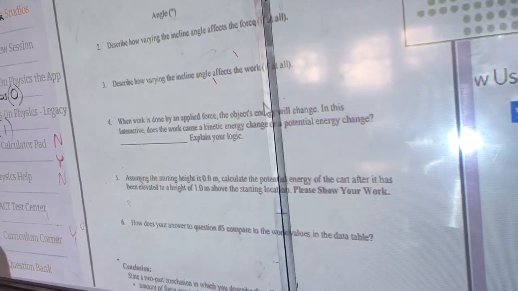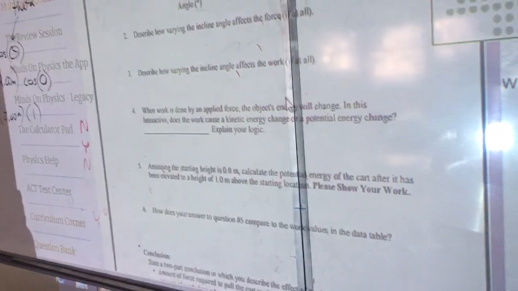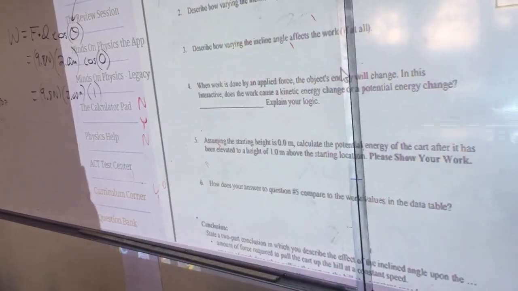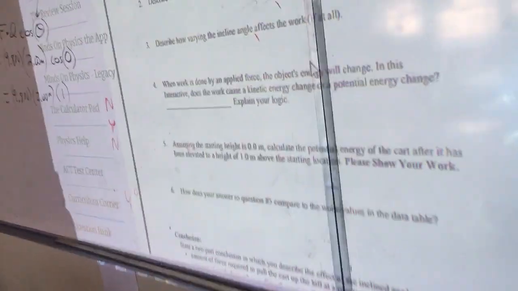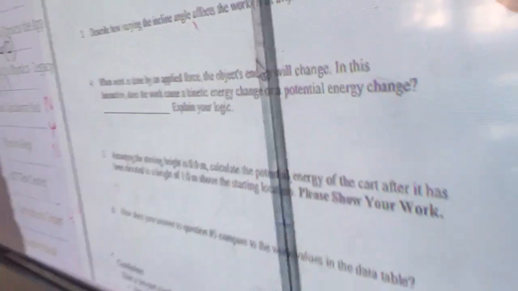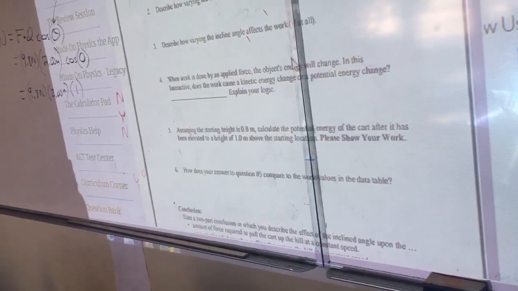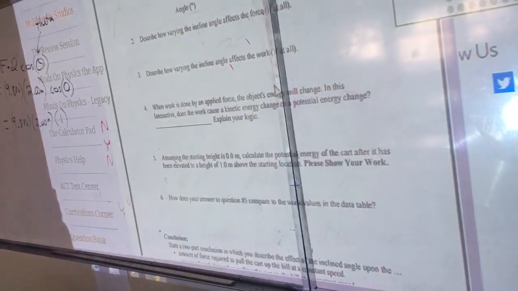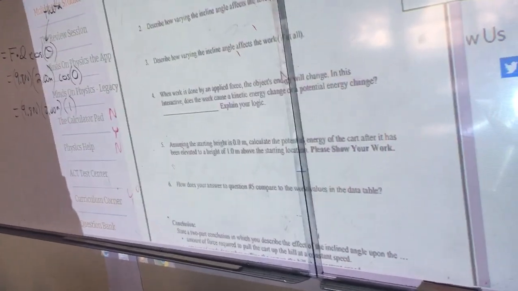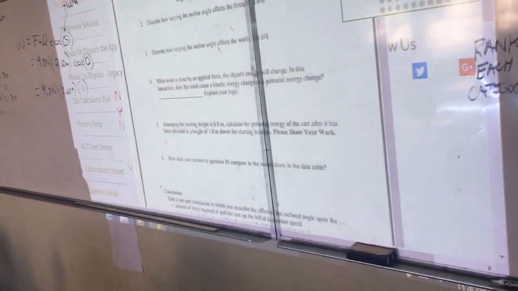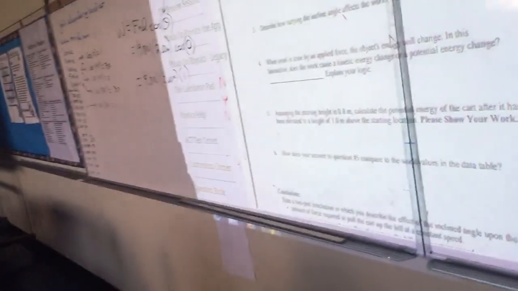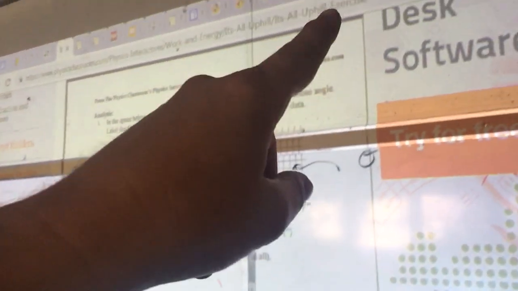Next, for number 4, when work is done by an applied force, the object's energy will change, right? This is like in class, I raised a roll of tape, gave it more potential energy. So in this interactive, when we do work, are we changing kinetic energy or potential energy? Think about it. One is the energy of motion, and the other is the energy of position. So think about which one, and then explain why you think your answer is true. If you need to, look them up. Look up kinetic energy. Look up potential energy. You can even pull them up on the Physics Classroom. All right, there's a little search window up there, a little bit higher on the page.